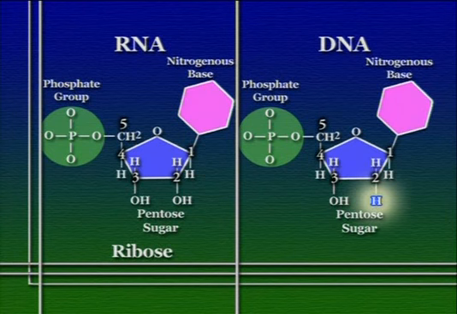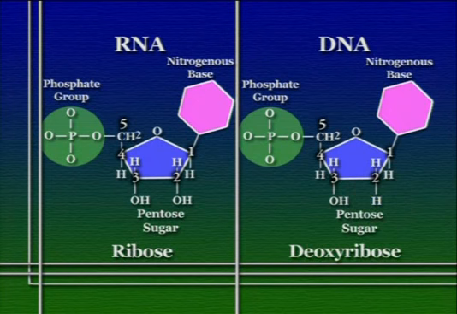You see, DNA is called deoxyribonucleic acid because the pentose sugar in DNA, having lost that oxygen, is called deoxyribose. So we have DNA and RNA, deoxyribonucleic acid and ribonucleic acid, respectively, based on the pentose sugar difference.